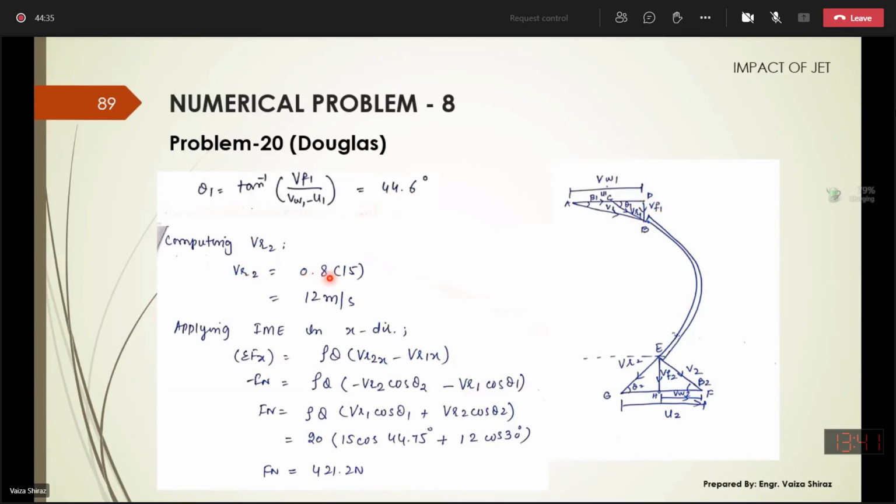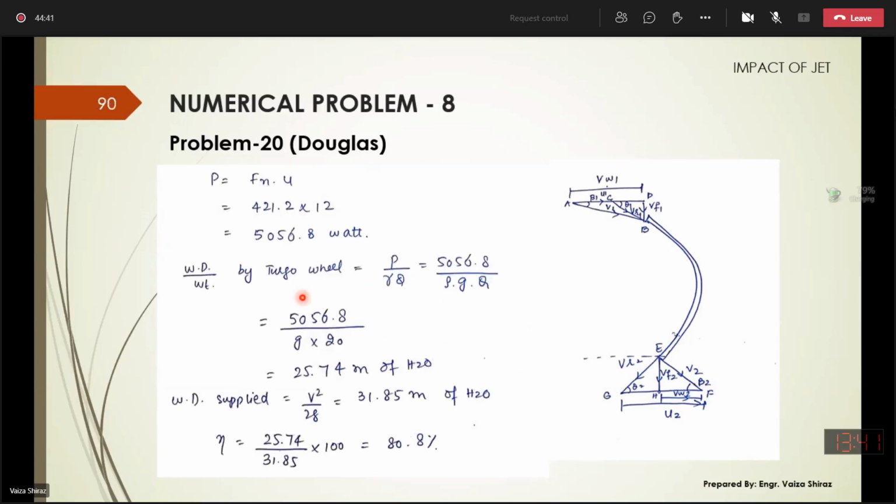Further, what is VR2? It is 0.8 times VR1. It is 12 meter per second. Apply the equation. This is your Fn, and power is Fn into U. Find the work done for weight. This is the input power and this is efficiency. So in this case, we don't need to measure the Fg value and F. That is why we are calculating from this.